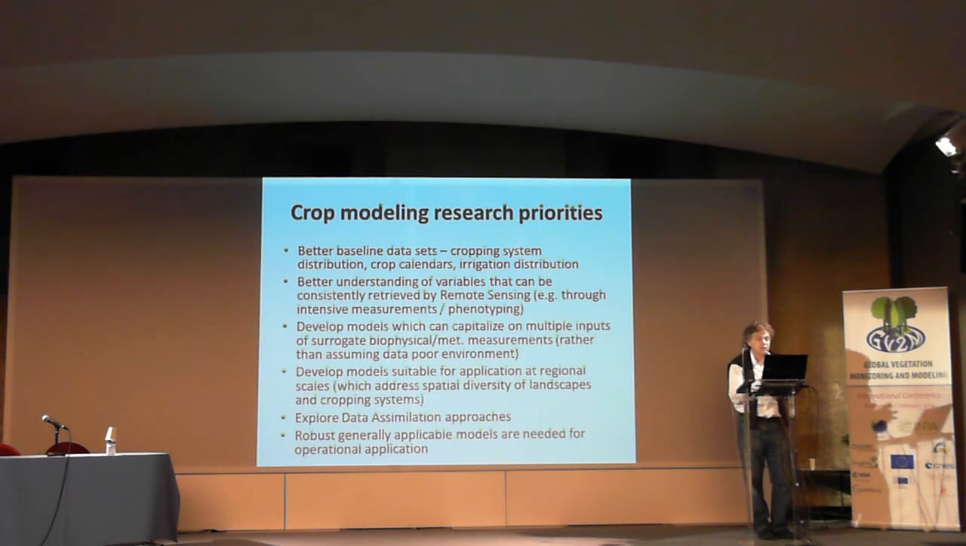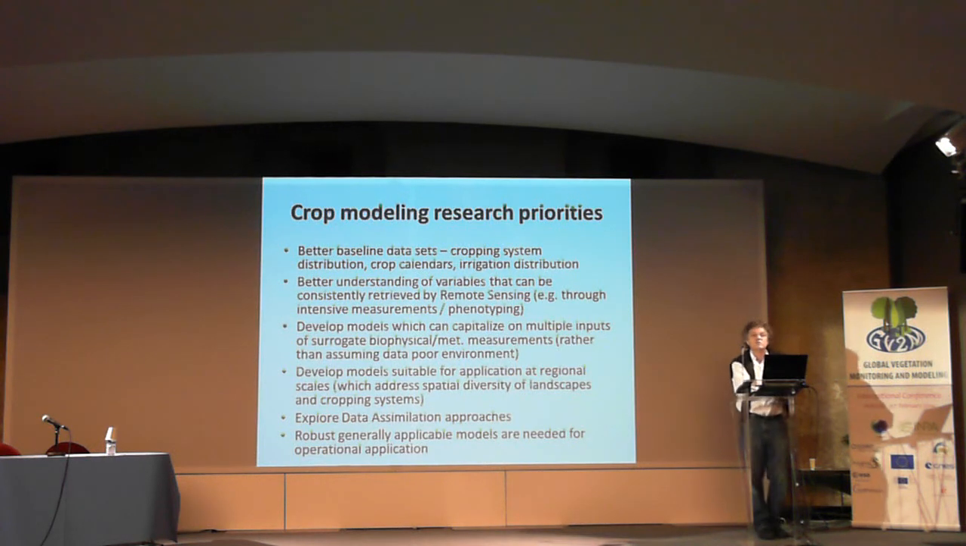We need to develop models suitable for application at regional scales, which address the spatial diversity of landscapes and cropping systems. This is something we noticed quite clearly in the development of the land cover work: when we were starting out, we got a lot of emphasis on forest cover change for obvious reasons, and all the other land cover classes seemed to be pretty good, except when you got into cropland areas, and that was the bin where everybody throws everything and says mixed, cropland mixed. And so we're really honing in on that aspect of it.